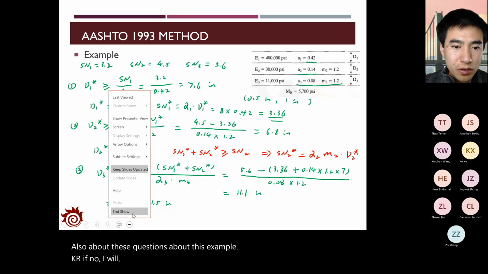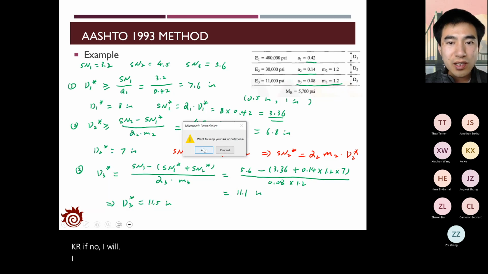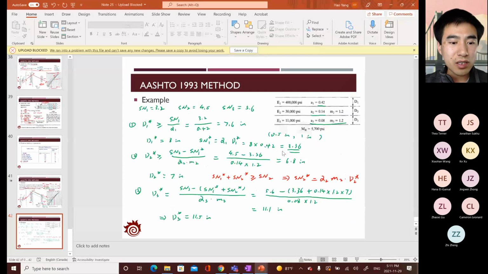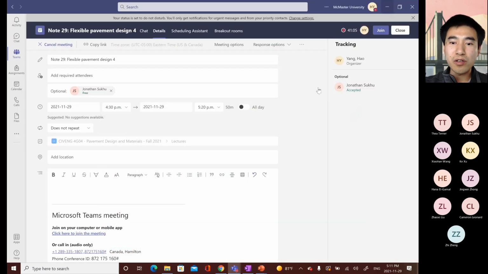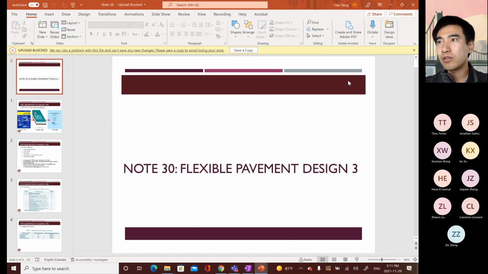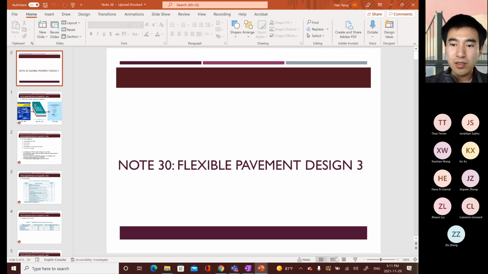I think this will be all about the flexible pavement design. And I have another short section about how the method is modified and applied in Ontario for the pavement design in Ontario. The whole procedure will be exactly the same. The only difference is about how we're going to calculate the values of the variables to use the nomograph and to calculate the thickness.